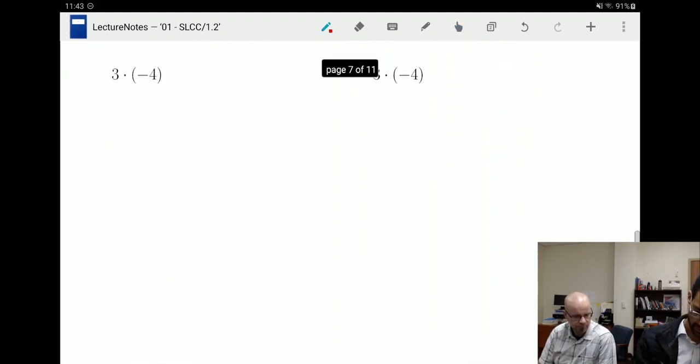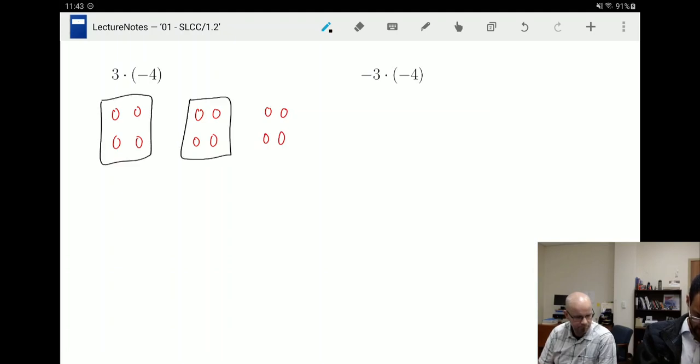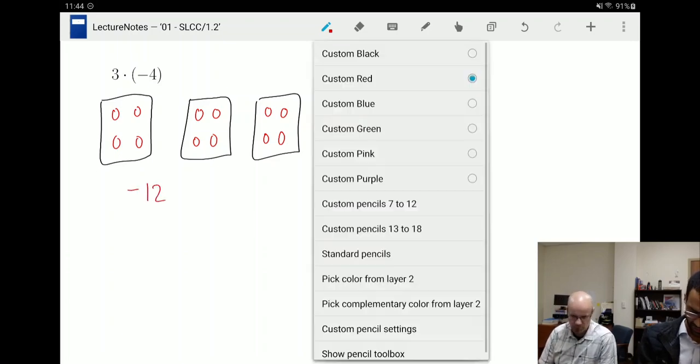Similarly, if I want 3 groups of negative 4, okay, well, I can draw 3 groups of negative 4. Okay, and we box them in. There's my 3 groups. That's going to give me negative 12 once again, right? Because I have 12 red circles.